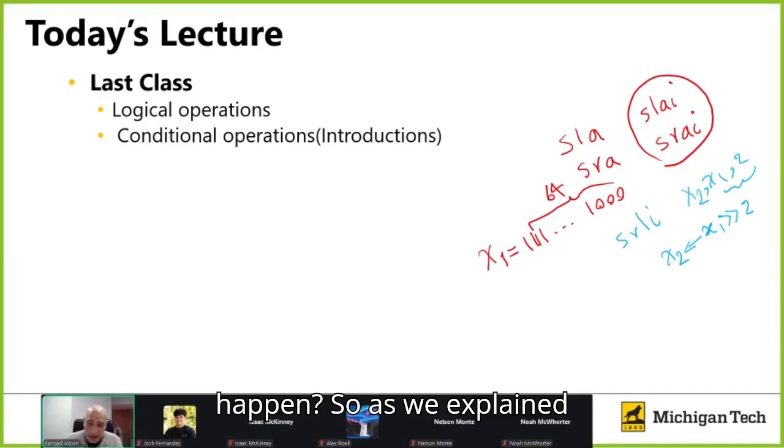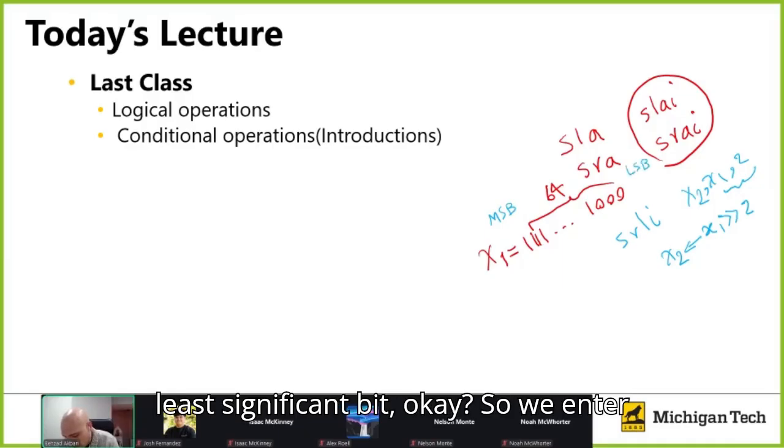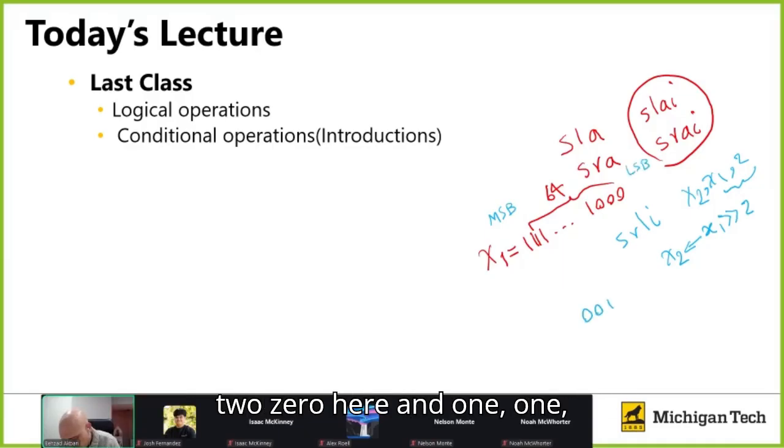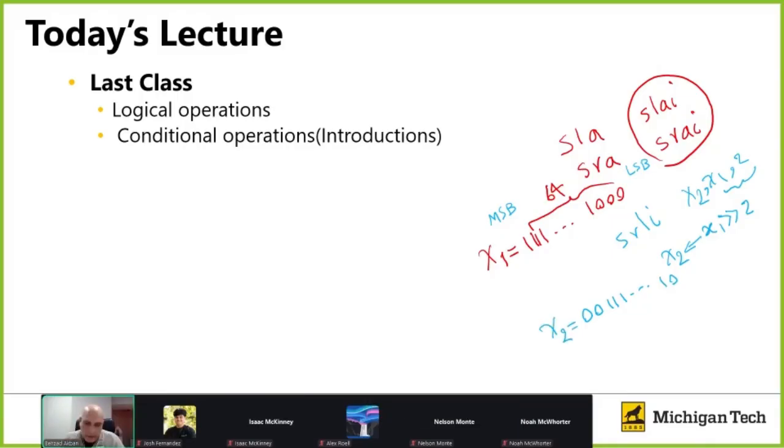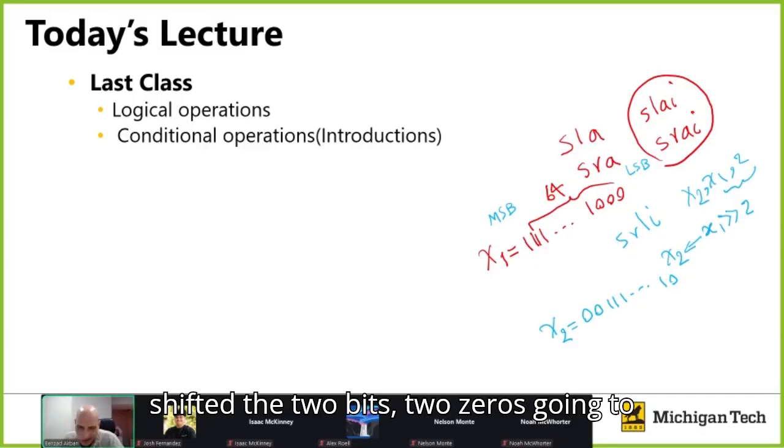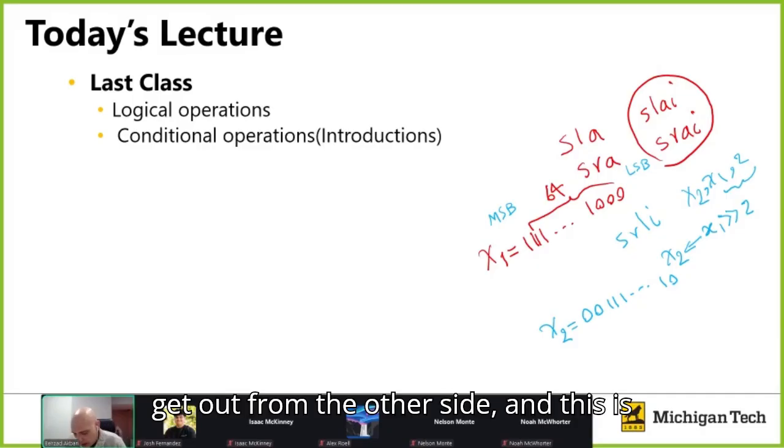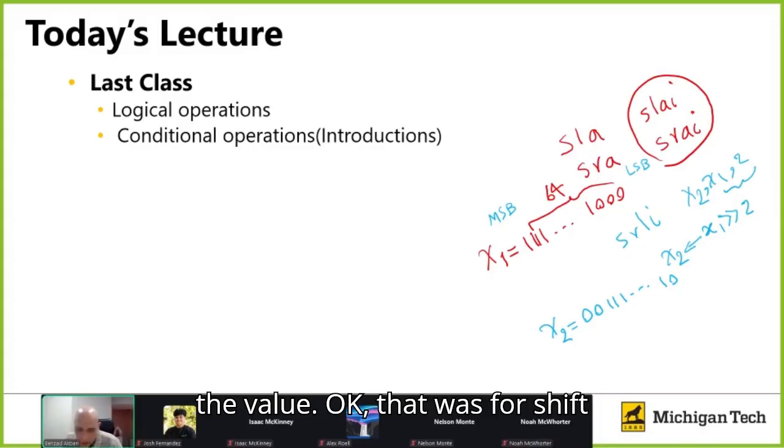So as we explained before in last class, when we are shifting to the right, we enter 0 in the most significant bit part. This is the least significant bit. So we enter 0 0 here and 1 1 1, all the 1 1 0. So that's going to be x2. Because we shifted 2 bits, 2 zeros are going to get out from the other side, and this is the value. That was for shift right logical.